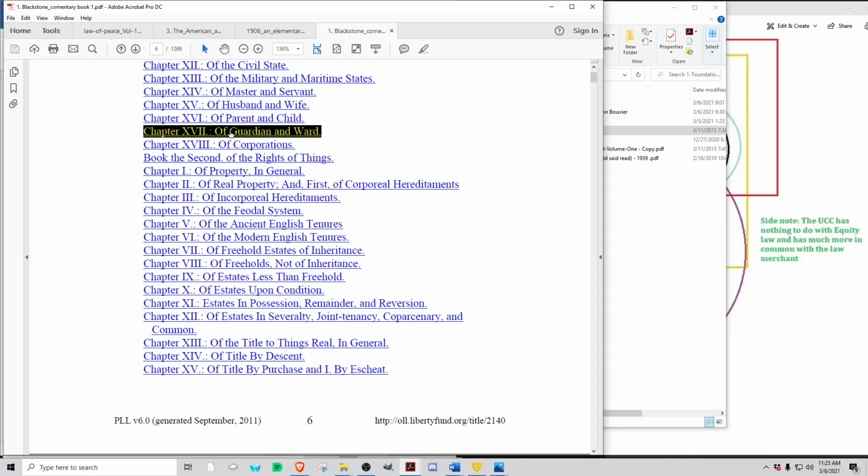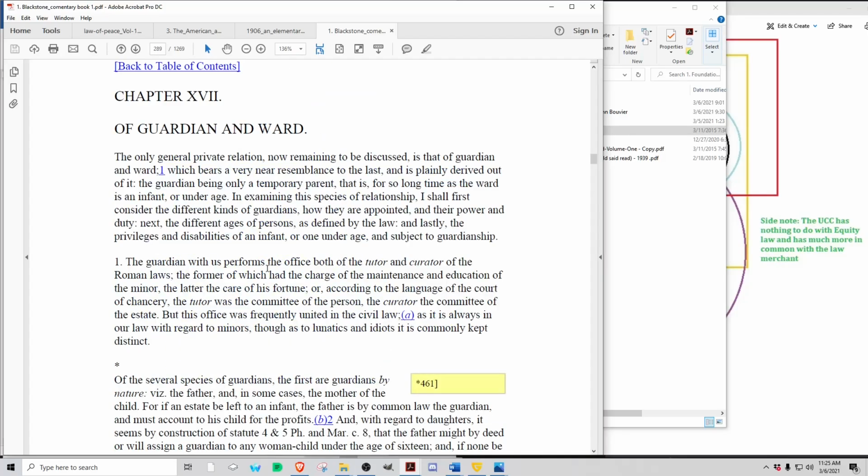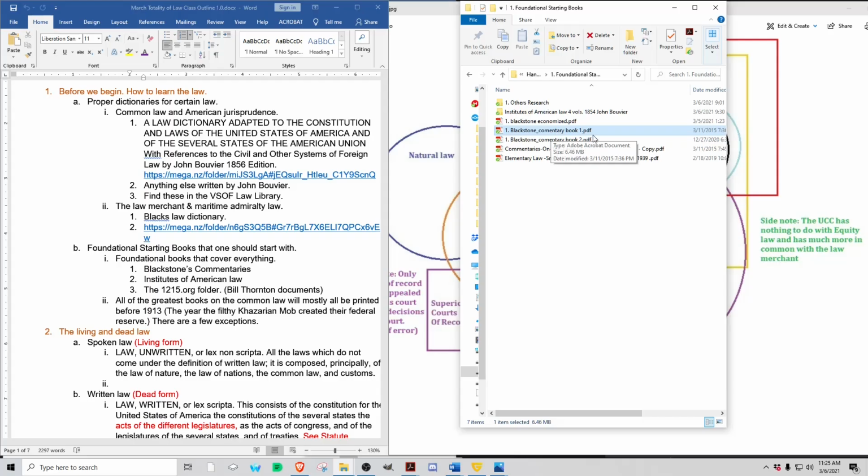So say if you wanted to know about Guardian Ward, you just click on it and it'll instantaneously take you to that section. This is a very, very good set because they did this. I have no idea who did it or how they went about doing it, but obviously it took a lot of time. So I commend whoever worked on this project, because it saves a tremendous amount of time to look for things in Blackstone's.